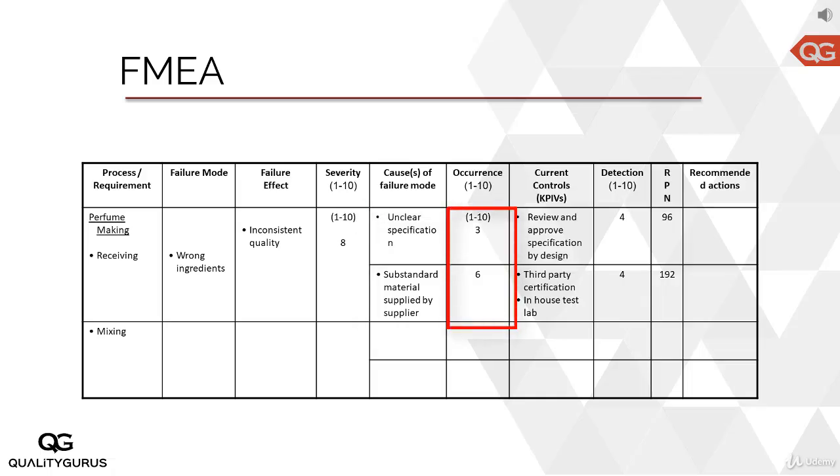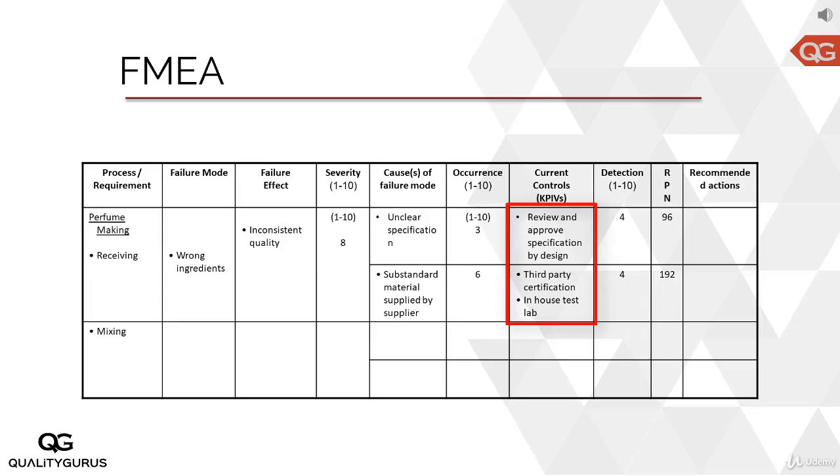And then you look at the occurrence of that. What's the chance of occurring? This also is from the scale of 1 to 10. If the chance of happening something is very rare, you put that as 1. If the chance of something happening is very strong, there is a very good chance of something like this happening, then you put the occurrence as 10. Anything in between, you put according to what's the chance of that particular thing happening. Let's say in case of unclear specification, we have put the chance of happening that to 3, and substandard material being provided by supplier, we have put the occurrence as 6. There is a more chance that supplier might give us something wrong.